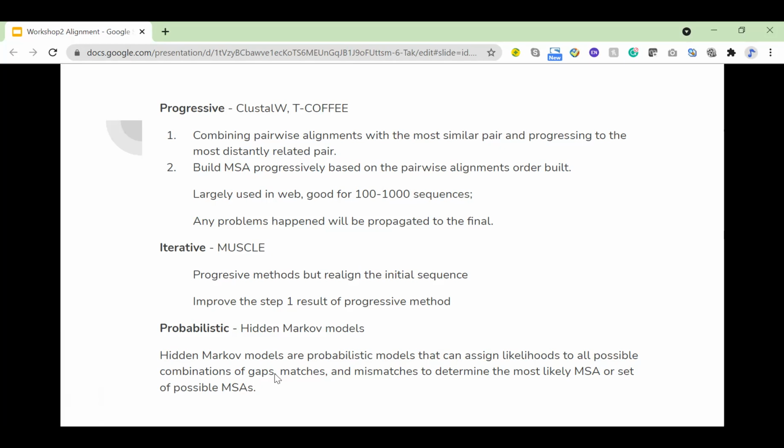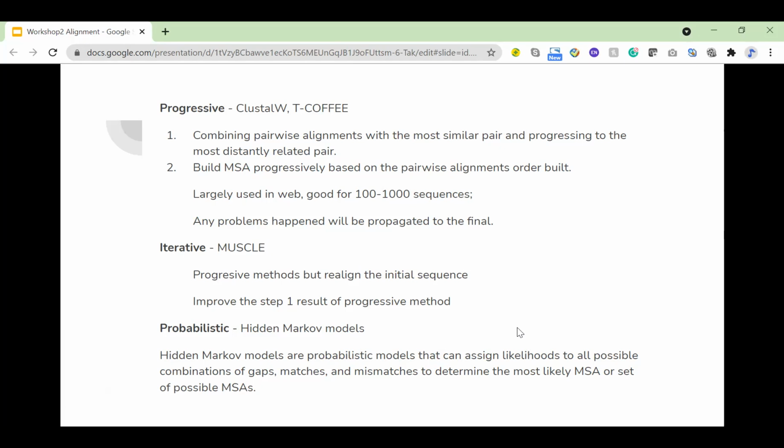And for the probabilistic method, the most commonly used one is called hidden Markov models. This model introduces probability methods into it. Those are just names to you for now.